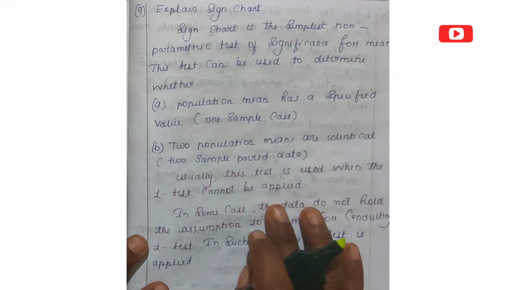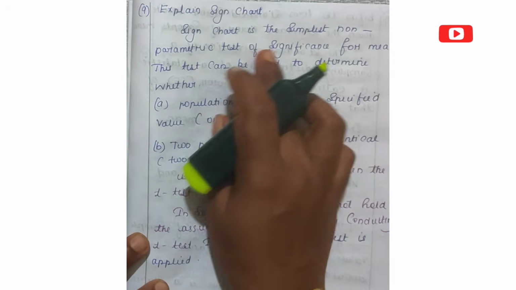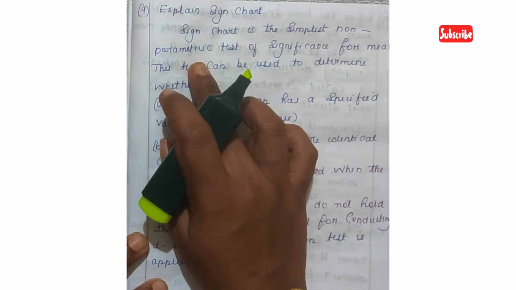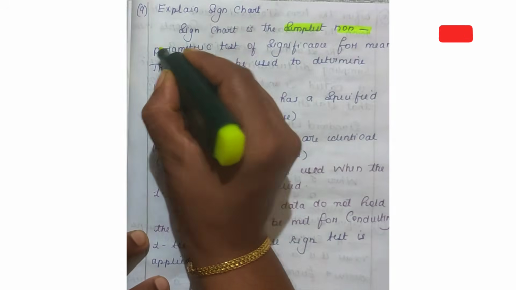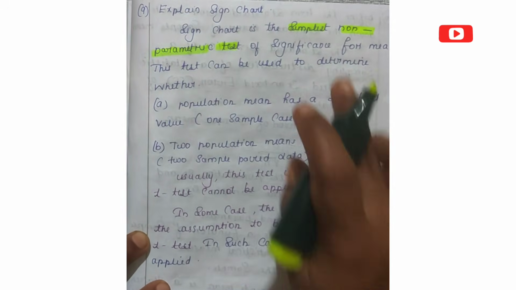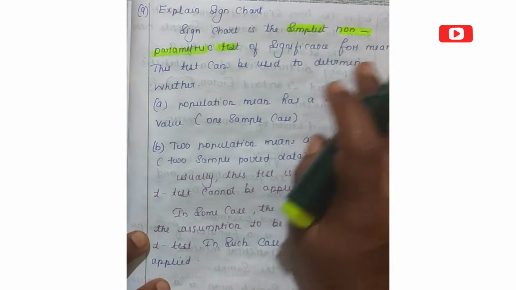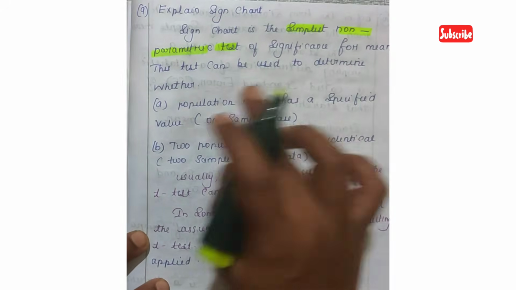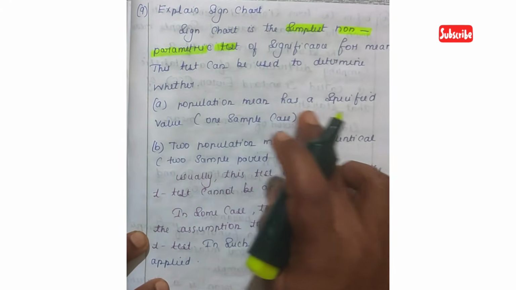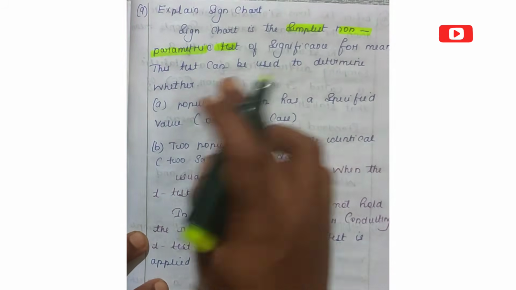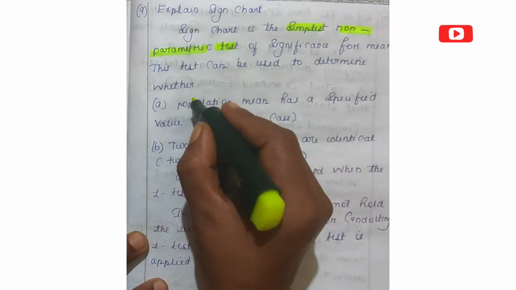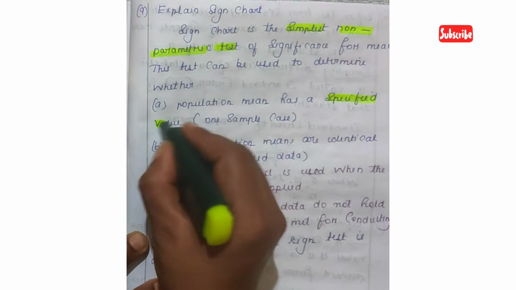Next question, explain sign test. Sign test is the simplest non-parametric test of significance for mean. This test can be used to determine whether the population mean has a specified value.